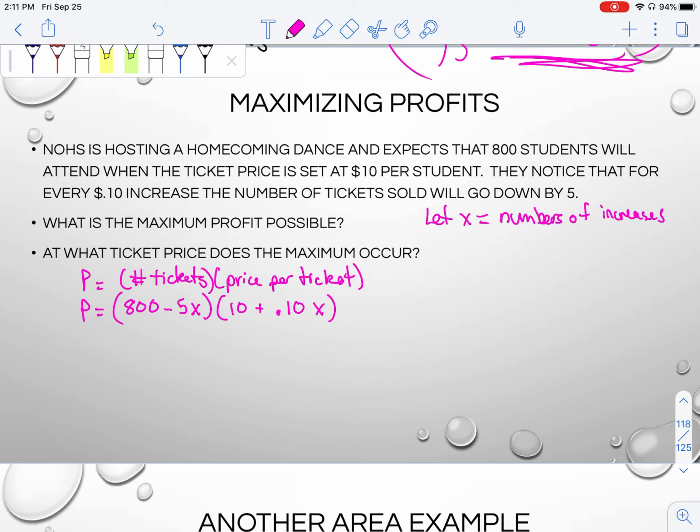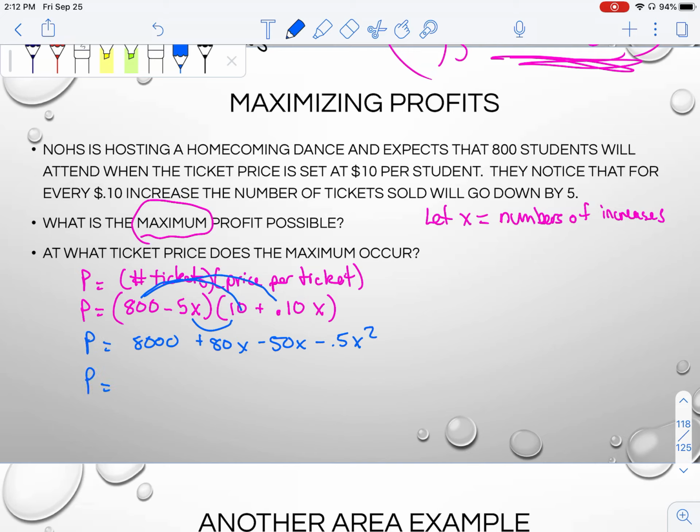So what we have to do now is turn this into standard form. Right now it's in factored form. We have to multiply this out to put it in standard form and then find the maximum, the vertex. We can't find the opposite of b over 2a unless it's in standard form. So we're going to FOIL this out. 800 times 10 is 8,000, plus 80x. Negative 5x times 10 is negative 50x. And then negative 0.5x squared. So there's our profit equation.